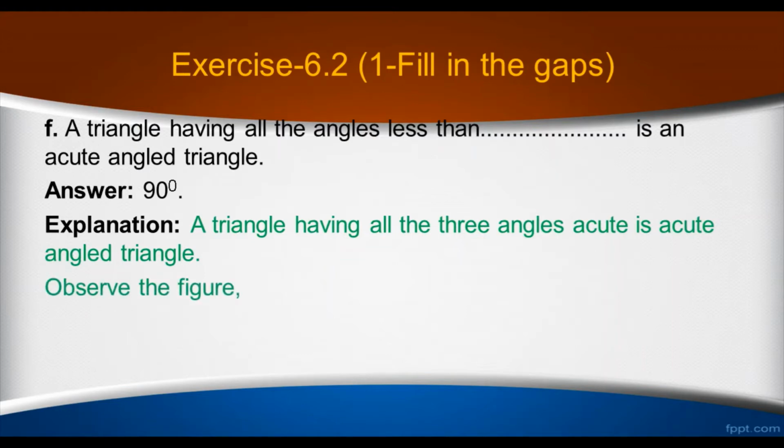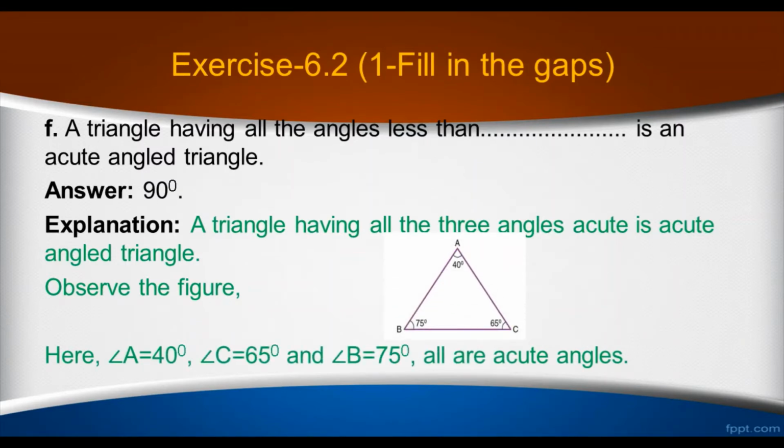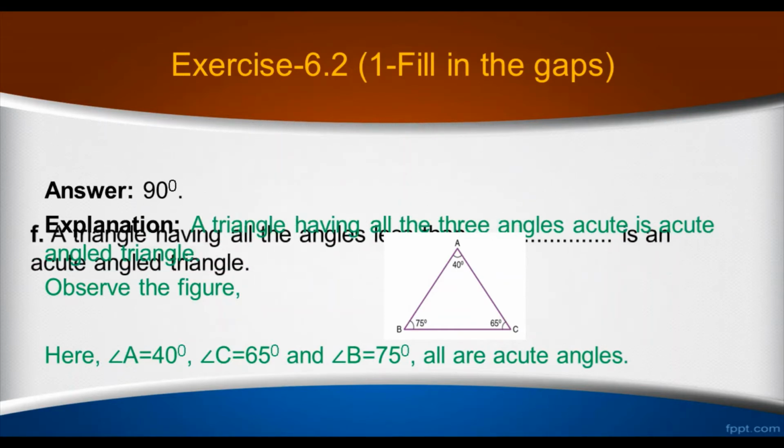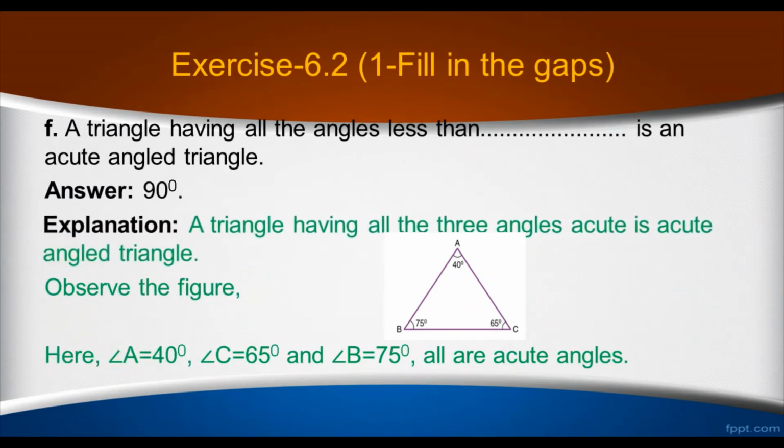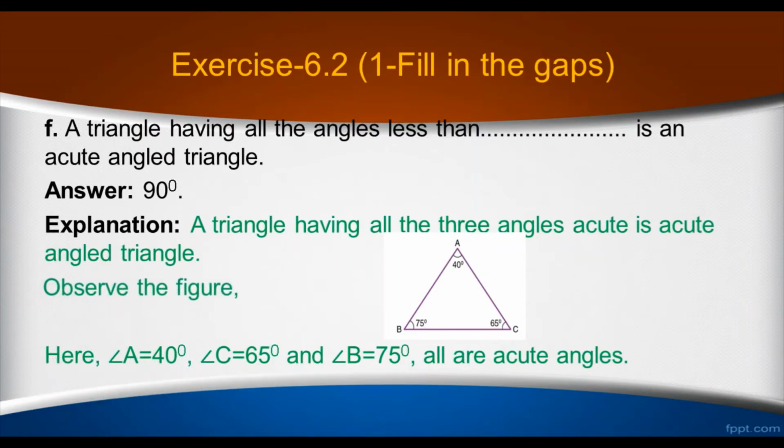Let me show you a figure. Observe the figure. And this is the figure, my dear students. Angle ABC, these are the three angles of triangle ABC. Angle A is 40 degree, angle B is 75 degree, and angle C is 65 degree. All the angles here are less than 90 degree. So we can call it an acute angled triangle. So my dear students, this is question F: a triangle having all the angles less than 90 degree is an acute angle triangle. So this is the figure. I hope you understand clearly.